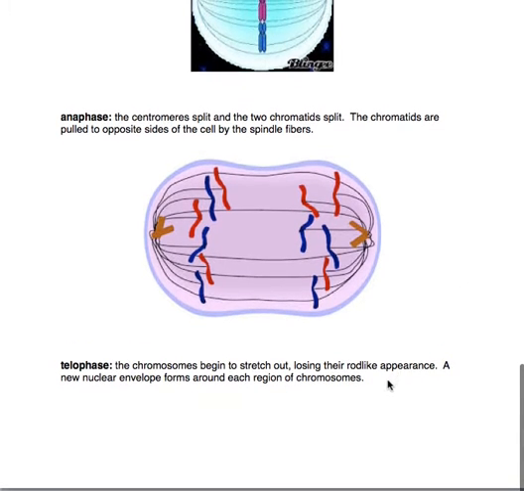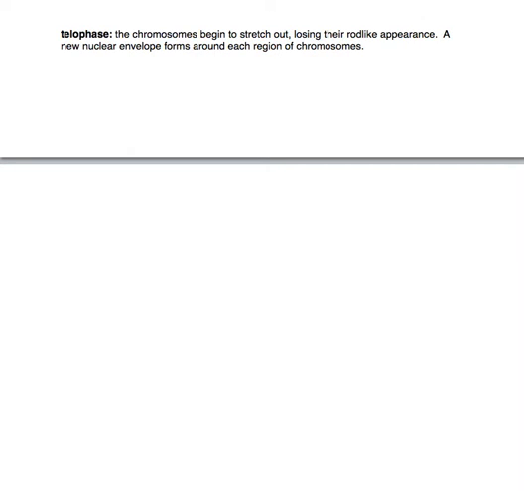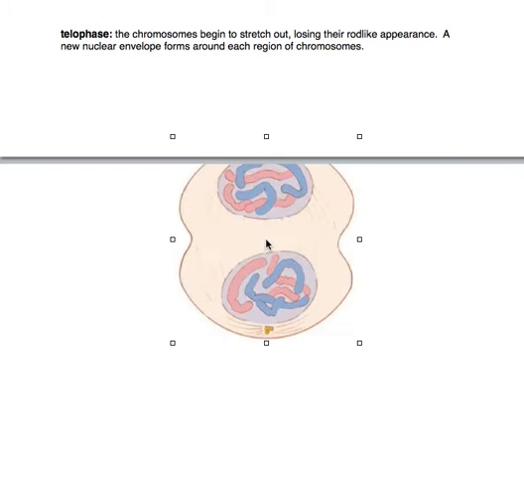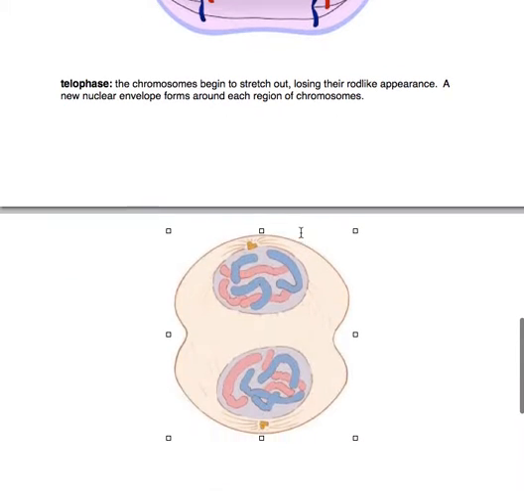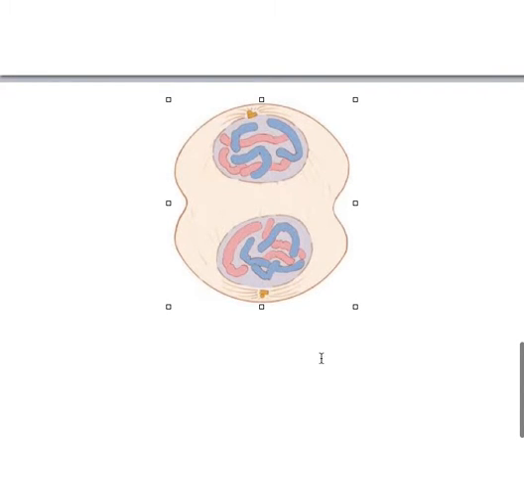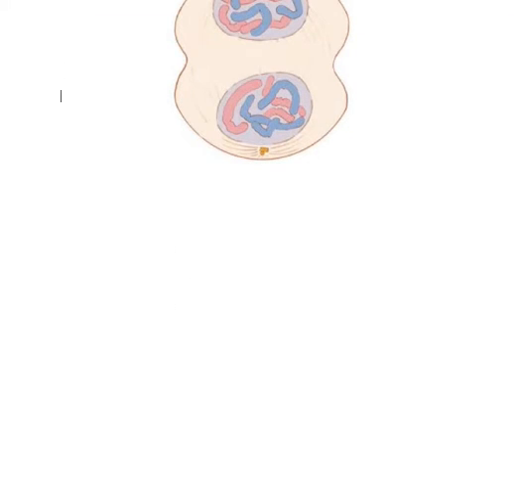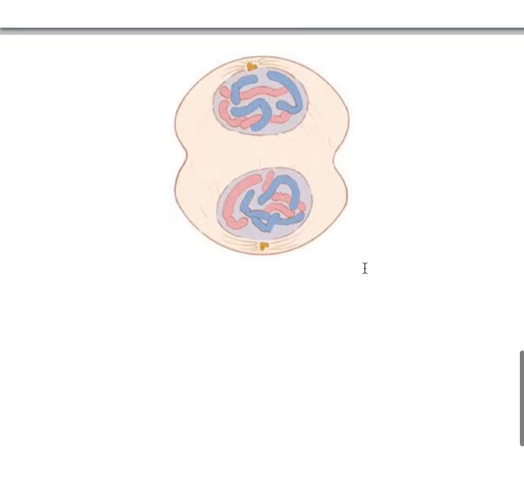So now remember, these were pulled apart to either side of the cell, and now the new nuclear envelope is forming around the chromosomes or the chromatin on either side of the cell. Okay, and that's mitosis.